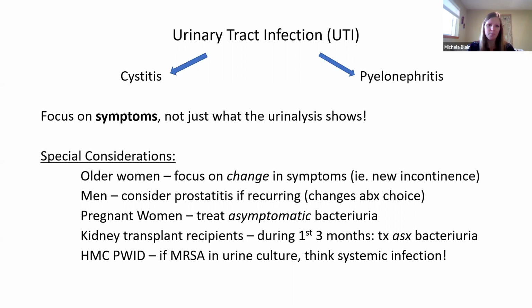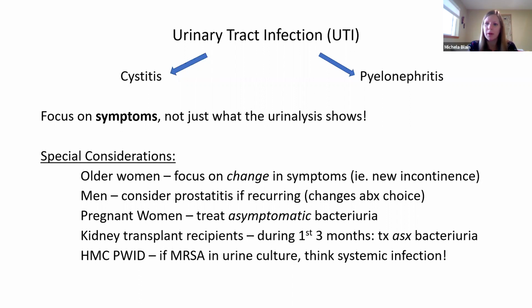And then a special Harborview patient population shout out. For PWID, or patients who inject drugs, if you are getting a urine culture on them for another reason, say they're fevering or things like that, and their urine culture grows MRSA, that's someone you want to think about a systemic infection. We do not see Staph aureus in the bladder in someone who is not catheterized.